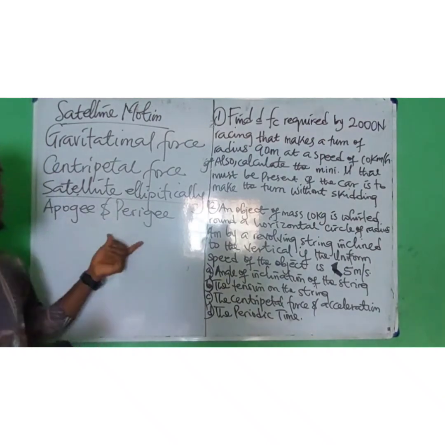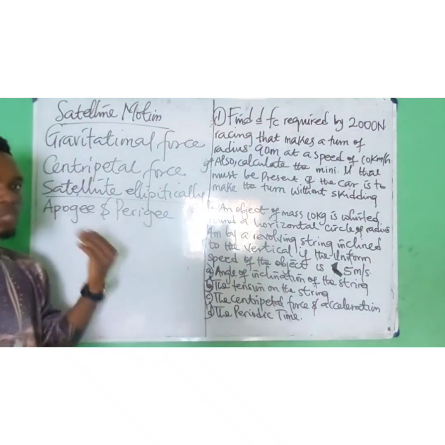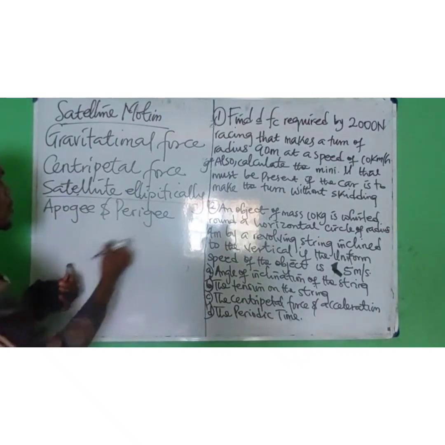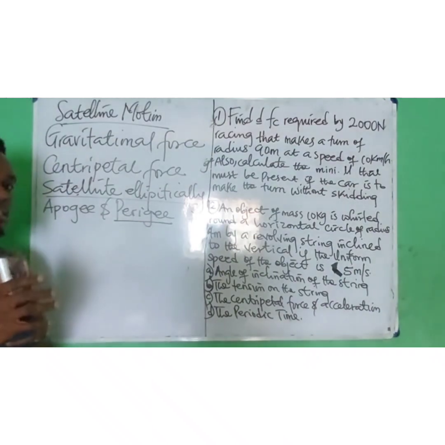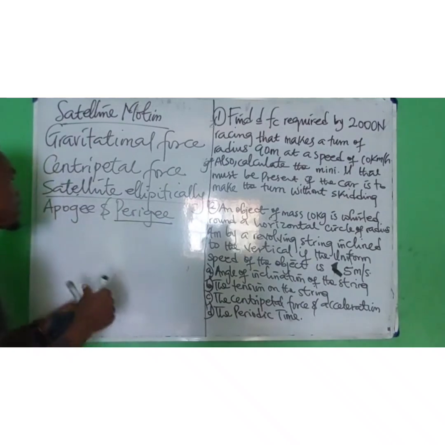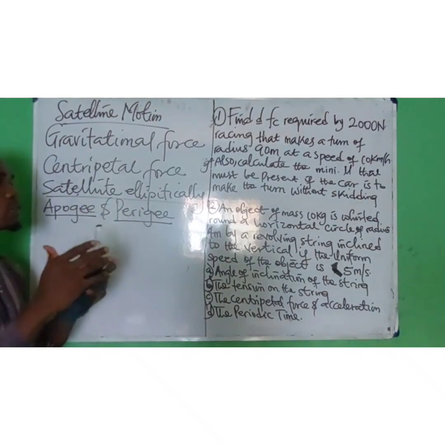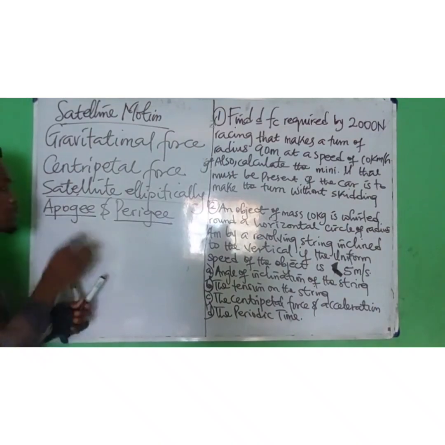Apogee and what? Perigee. As soon as satellites begin to orbit elliptically, the part of the satellite that is close to the Earth is called perigee, while the part that is far from the Earth is called apogee. The part of it that is close to the Earth is called perigee, while the one that is farthest from the Earth is called what? Apogee.